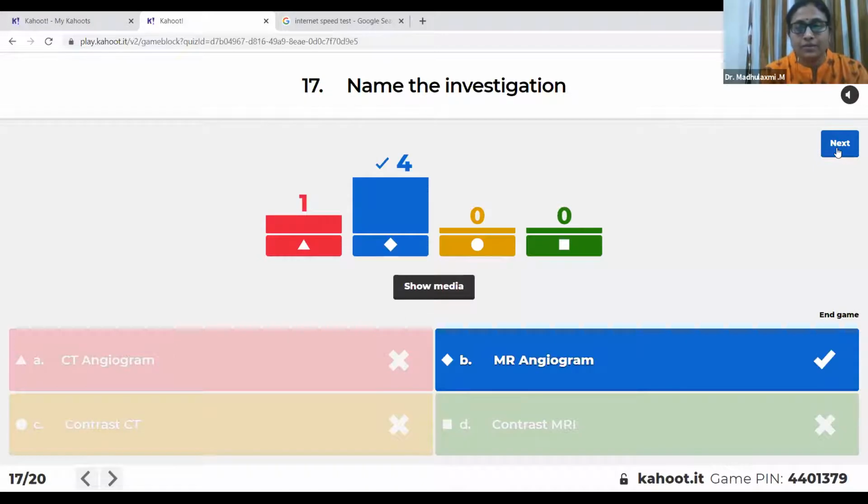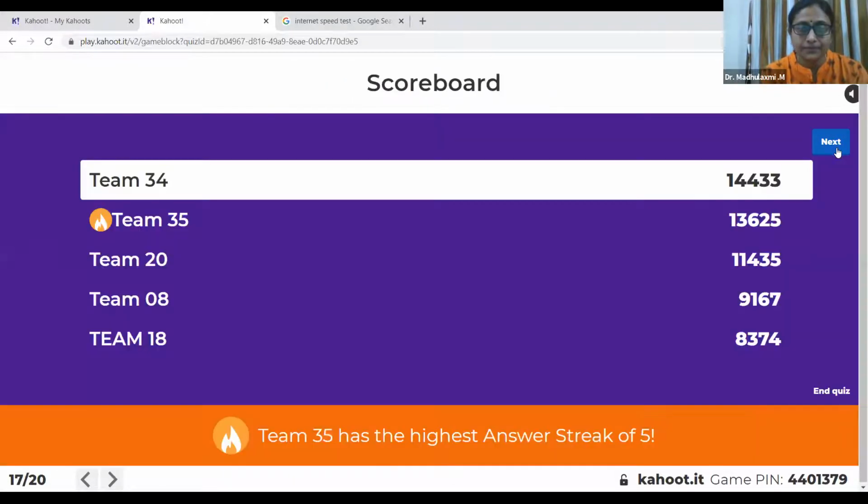So 4 of you got it right. It's MR angiogram showing the carotid arteries. So you basically use this investigation whenever there is a vascular anomaly to know where is the feeder vessel. Scoreboard. Team 34, 35, 20. I think we have the same statistics. We can move on to the next question.